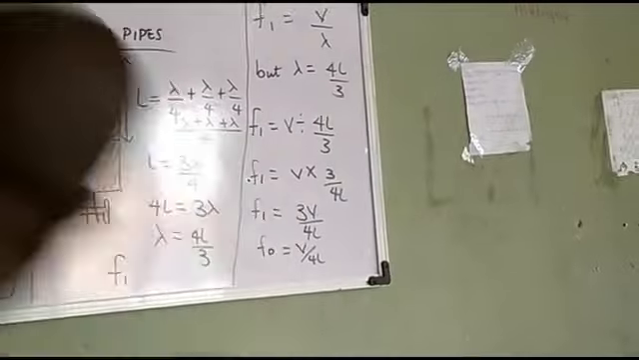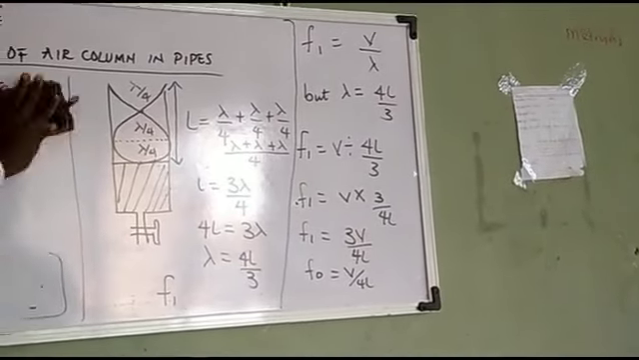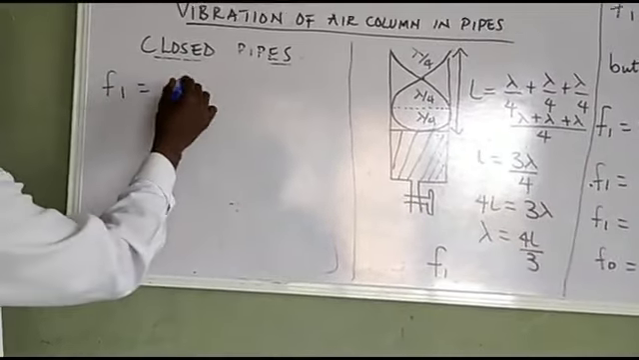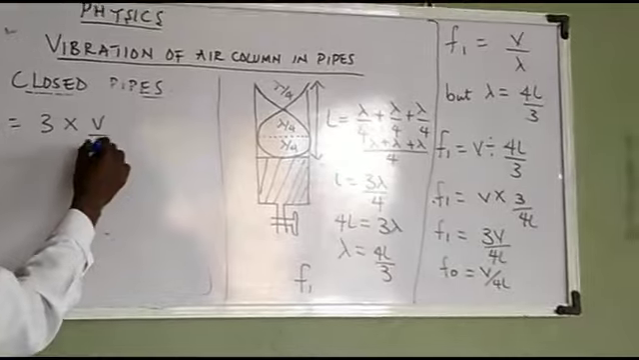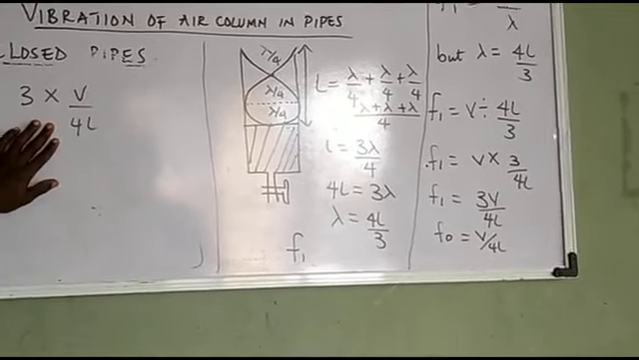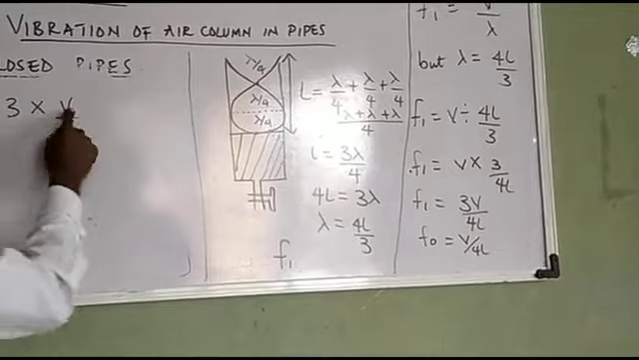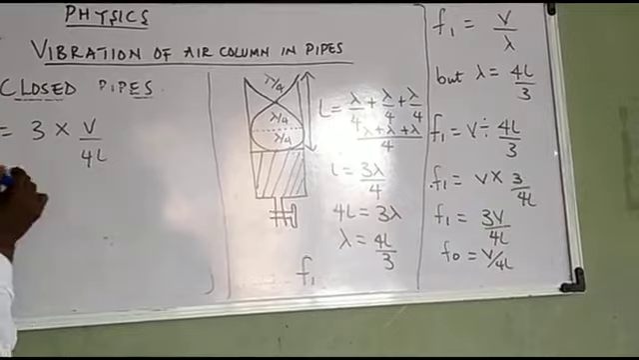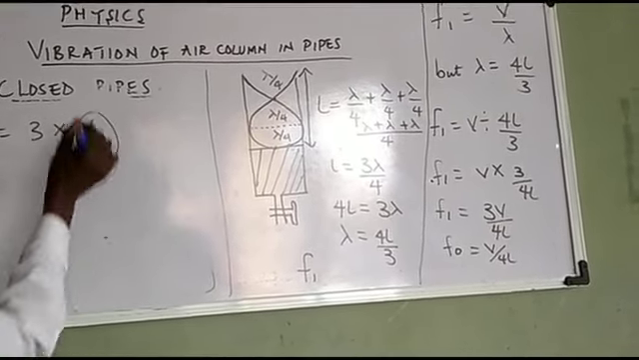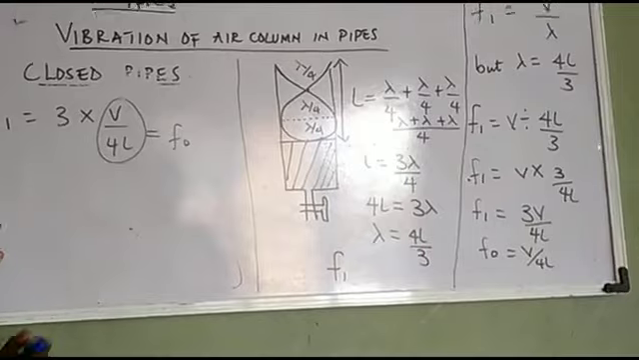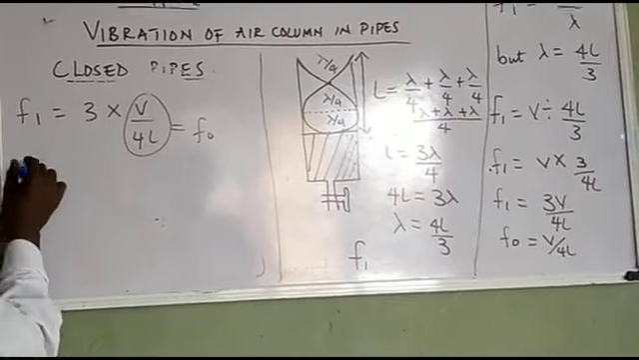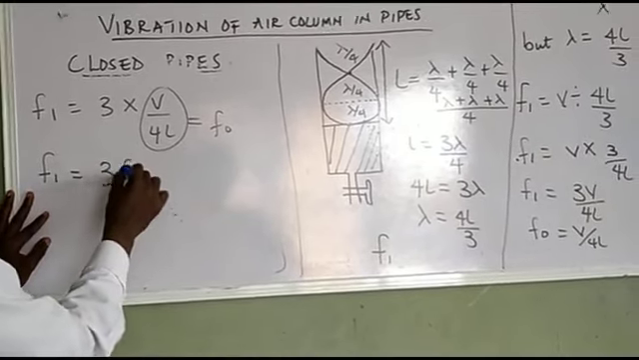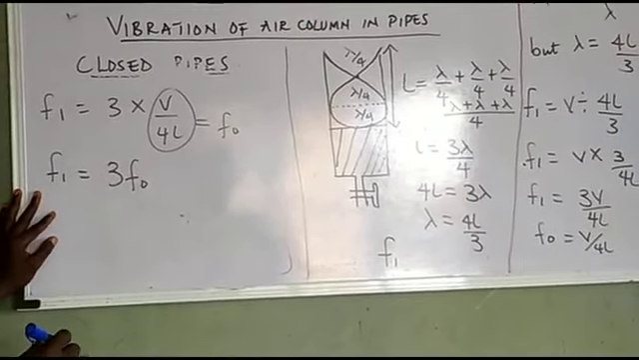So, meaning that we can actually say F1 is now equal to 3 multiplied by V over 4L. Do you agree with that? 3 times V, it will give us 3V. Yes. Then all over 4L. You will now say V over 4L is the same thing as what? F naught. Isn't it? So our F1 is equivalent to 3F naught. Are you getting it now?